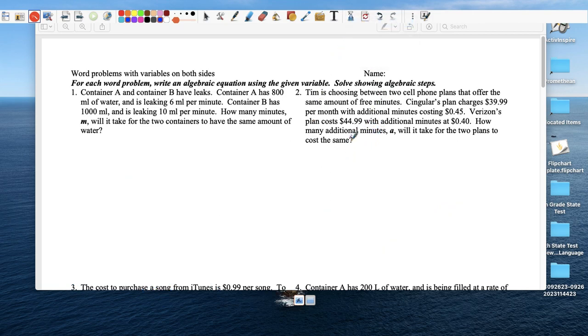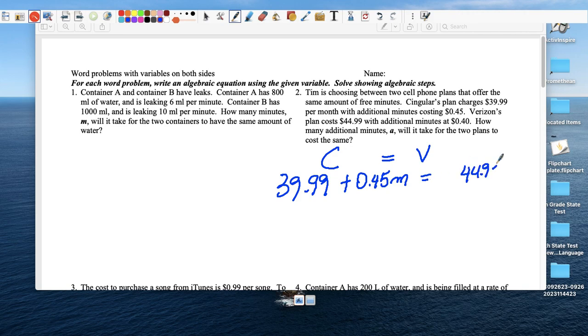Question 2. Now there's the same type of problem but a different context. There is a phone service, Singular, and the other one is Verizon. And we want to know how many minutes you would have to spend so that you pay the same price regardless of whichever phone company you use. The first one charges $39.99. You pay that regardless. And then every minute you pay 45 cents times m. For Verizon, it's $44.99 upfront plus you pay 40 cents per minute.